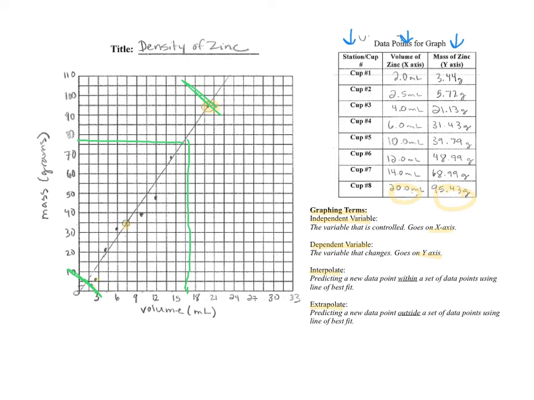So let's say our volume of zinc ends at 20 milliliters, but what if we wanted to know how much 24 milliliters would weigh? Well, if we went to 24, we had to extend the line here, we could go up and over, we could figure out about what that volume would be, but since it's outside of our known data points, it's considered an extrapolation.